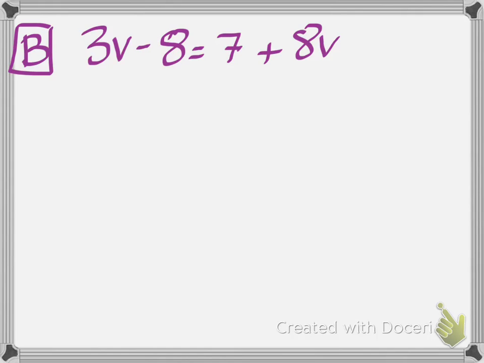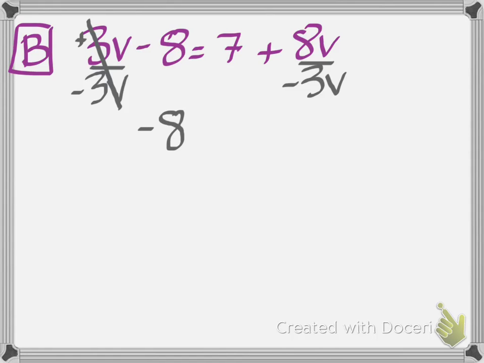This is example 1b. 3v minus 8 equals 7 plus 8v. I have a variable here, and I have a variable there. Those are like terms. I have a choice. Should I move the 8v to the left or the 3v to the right? In order to keep it positive, I'm going to move the smaller one. So this positive 3v, inverse negative 3v, and I'm going to move that to the right-hand side. 3v minus 3v goes away. I'm left with negative 8 on the left-hand side equals 7.